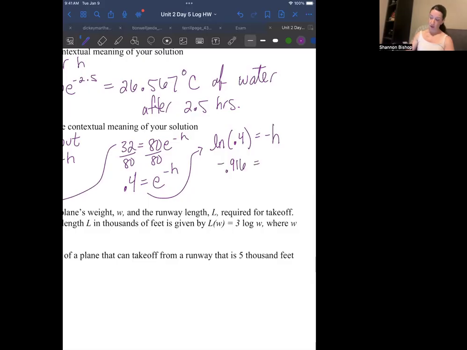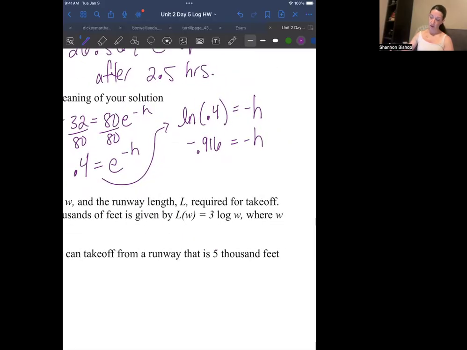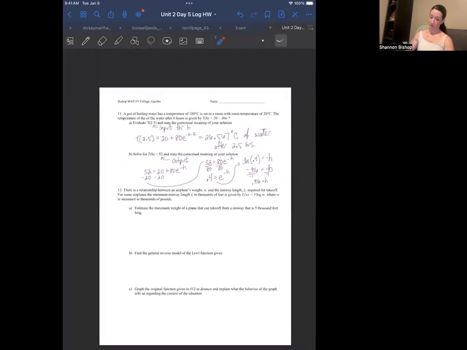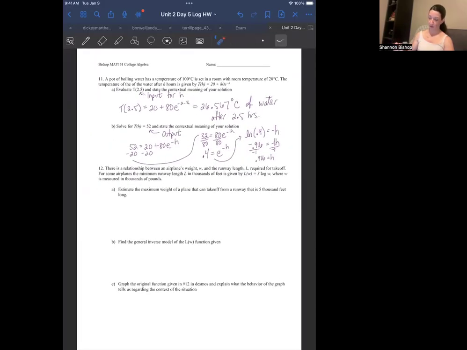But notice that's still equal to negative h, because there's one last step. You can think of that negative h as a negative 1h. The last step is to divide by negative 1, and that's how the answer comes out to be positive 0.916. That represents the hours. So after 0.916 hours, the temperature of the pot, whatever it is, the temperature of the water is 52 degrees Fahrenheit.